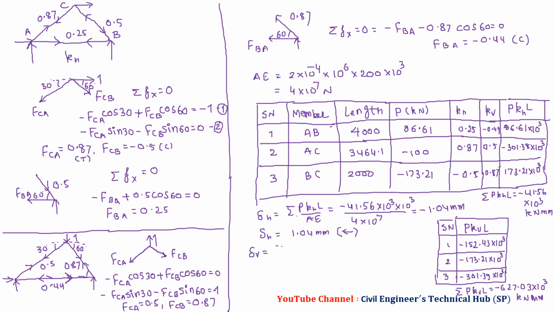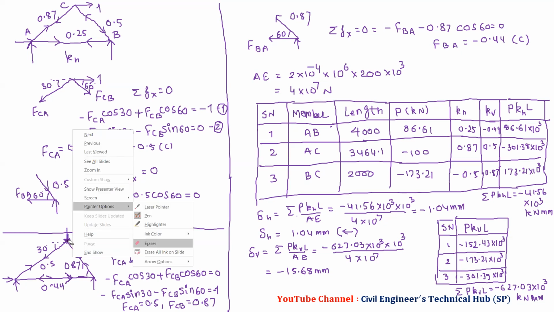And delta V, we have summation PKVL upon AE, and we have this value minus 627.03 into 10 raised to 3, in kilonewton, convert in newton, divided by 4 into 10 raised to 7, and we will get this value minus 15.68 millimeters. We have considered, now you can see, unit load horizontal is towards right, minus value means deflection towards left. We have considered this actually upward. I have mentioned over here upward. So this we have to cancel, and we have this load. So I will just cancel this.